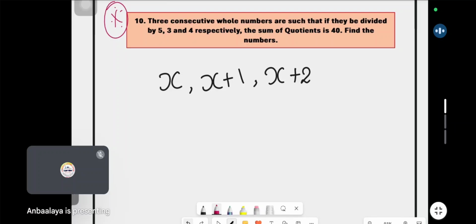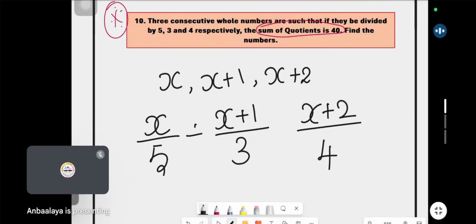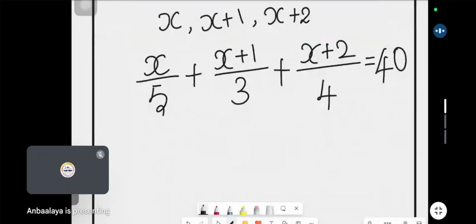Okay, so what I am going to do is, the sum of the quotients is 40. x is divided by which number? 5. So x by 5. Next, x plus 1 is divided by 3, x plus 1 by 3. X plus 2 is divided by 4. Now, the sum of quotients is 40. Sum means we just put a plus sign. So x by 5 plus x plus 1 by 3 plus x plus 2 by 4 is equal to 40.